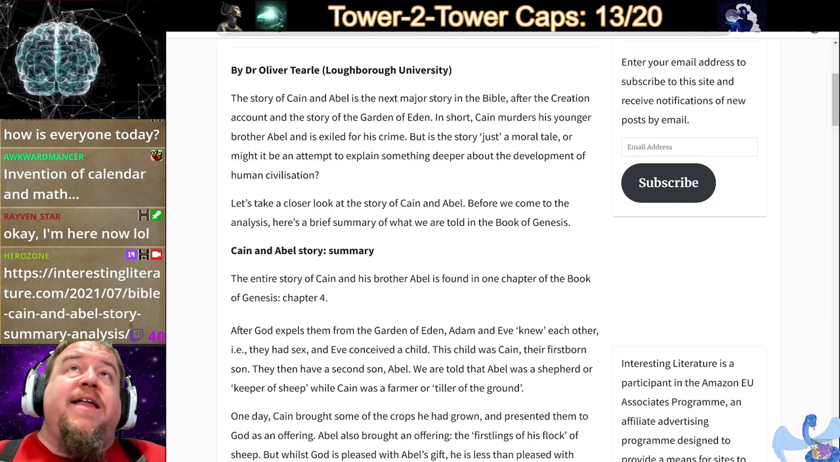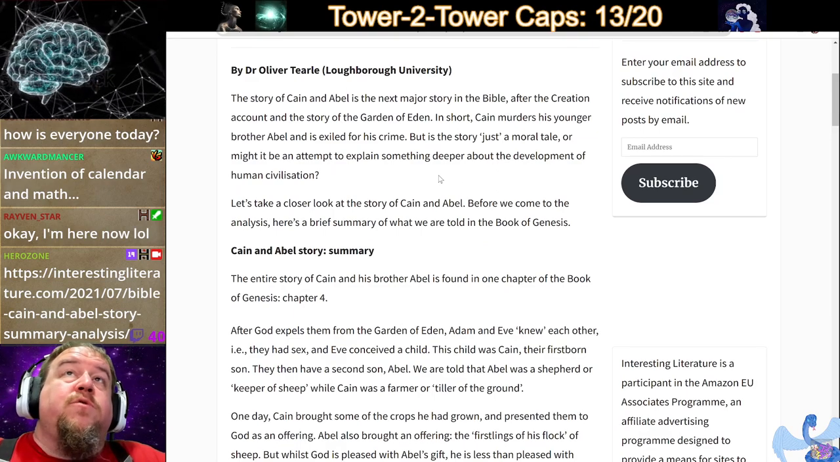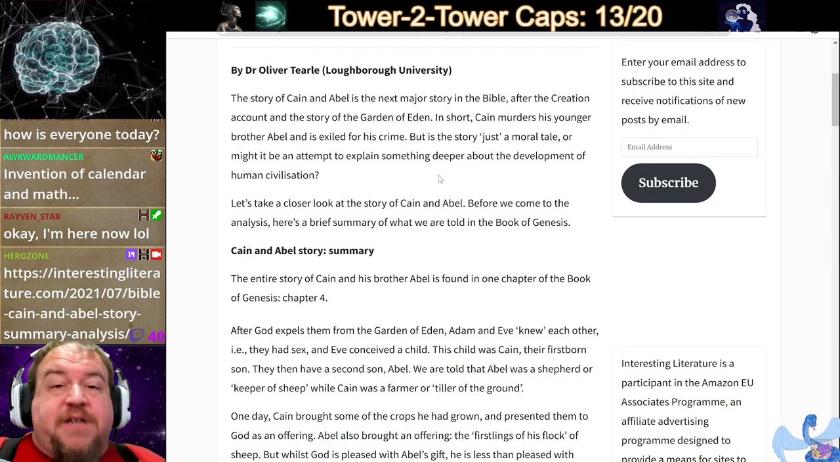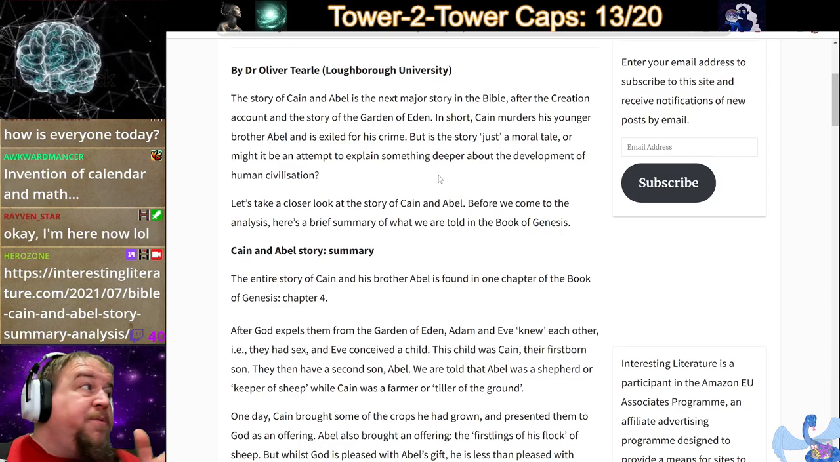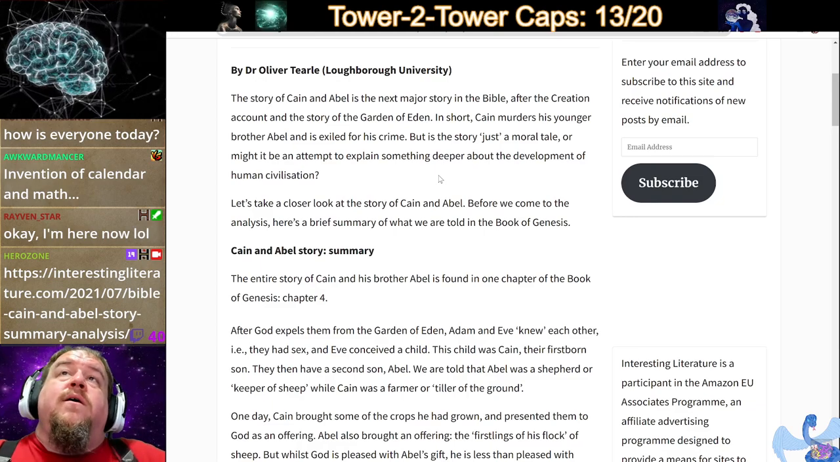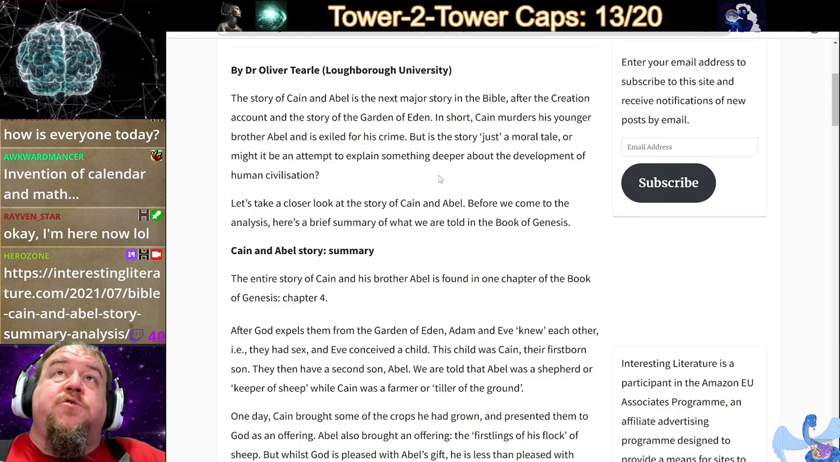The story of Cain and Abel is the next major story in the Bible after the creation account and the story of the Garden of Eden. In short, Cain murders his younger brother Abel. I'm sorry, spoilers, everyone. I should have put a spoiler warning up, but no. Now you know. In short, Cain murders his younger brother Abel and is exiled for his crime.